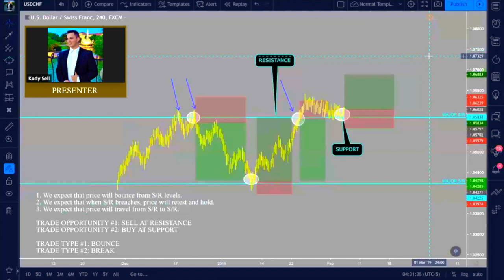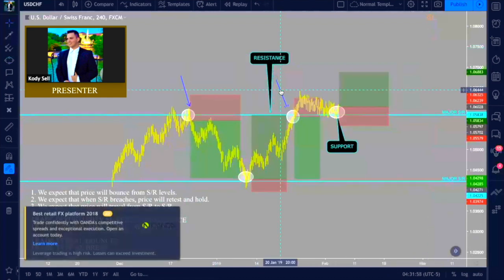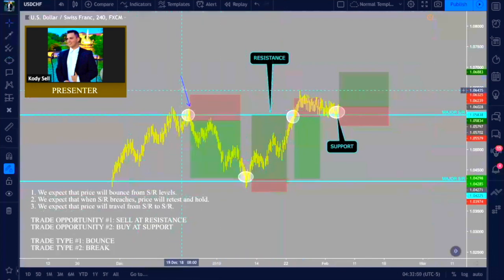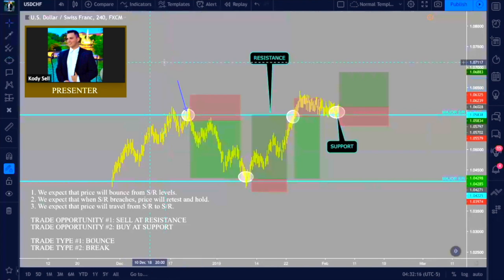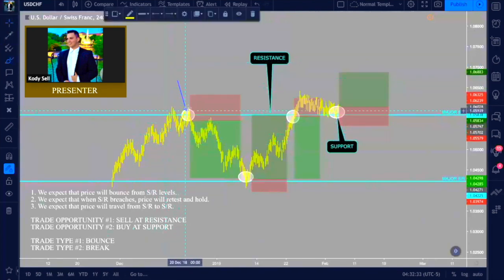Now, the last thing you need to understand is how to exit your trades if you're wrong. So get rid of this arrow. And let's use this arrow right here. So let's say we're right here, this white circle right here, and we take this sell trade. When will we know that this sell trade is incorrect? We were wrong. When will we know? Based on our understanding of support and resistance, we'll know when price breaches our resistance. That's when we know we were wrong.